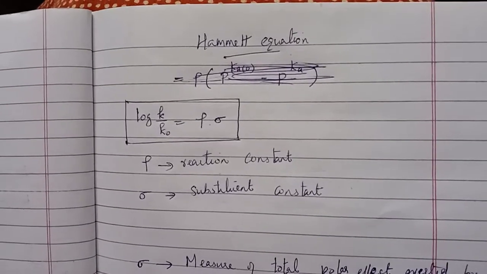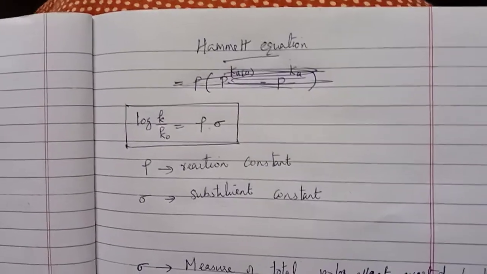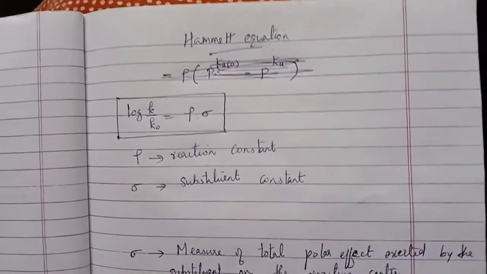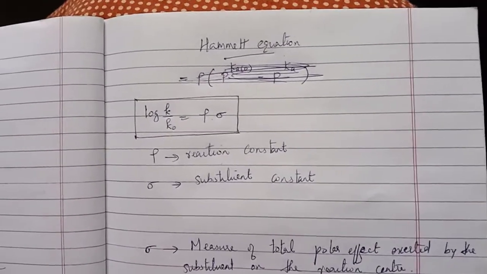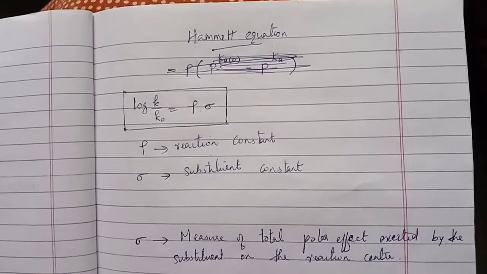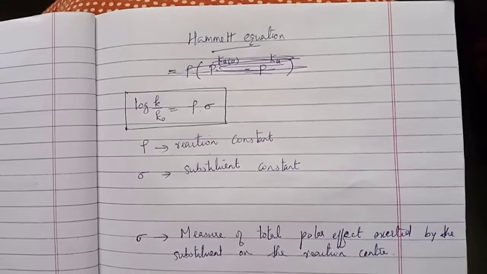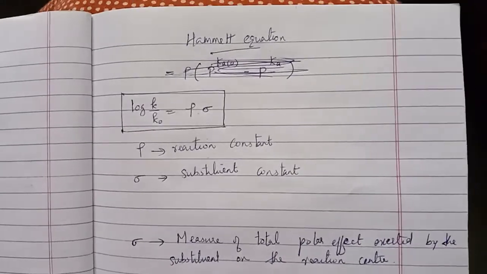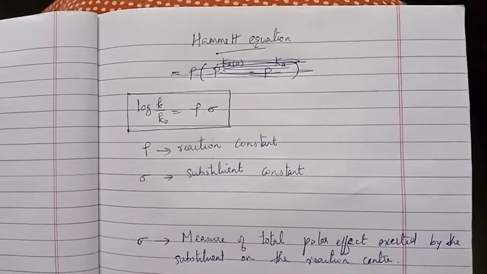Hello all. Earlier we have seen an introduction to the Hammett equation, a linear free energy relationship. Today we are going to discuss the details of that Hammett equation. The Hammett equation is log k by k0 equals rho into sigma. Rho is the reaction constant and sigma is the substituent constant. Today we are going to discuss the physical significance of this rho and sigma.